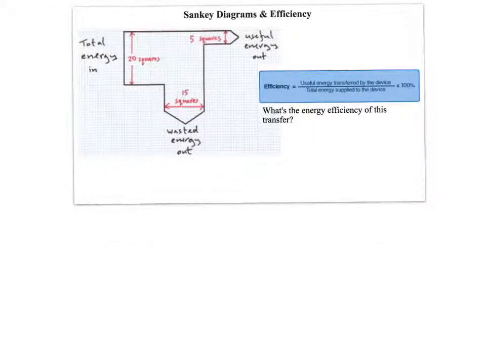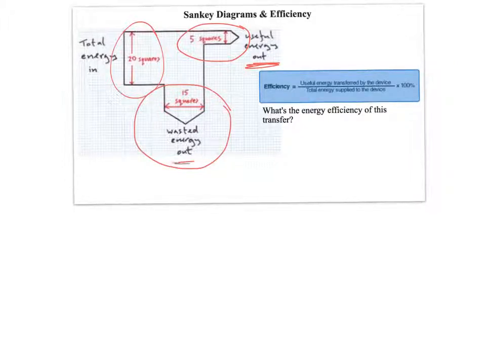You've got a Sankey diagram here. The Sankey diagram shows you that you've got 20 squares going in. We have a total of 5 coming out, which is the useful energy transfer, and 15 coming out of the bottom, which is showing you the wasted energy output. You need to notice that the 15 plus the 5 equal 20, and that shows you this idea of the principle of conservation of energy.